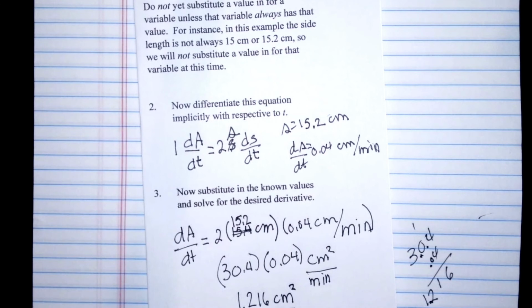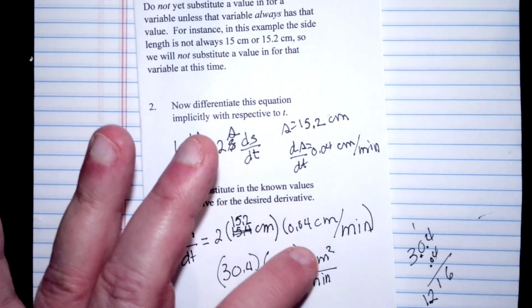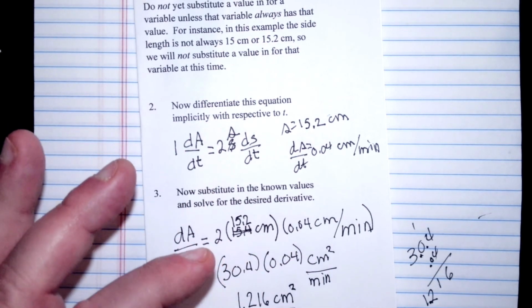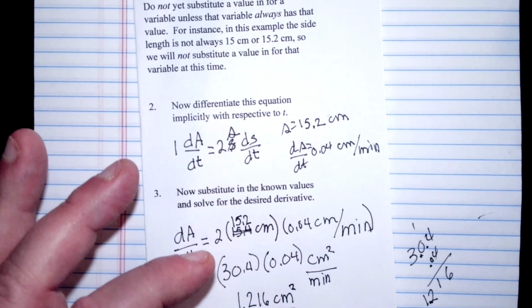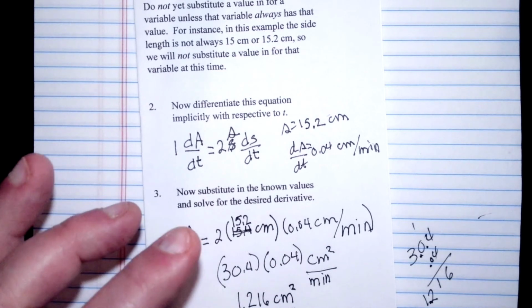Notice that the rate at which the area is changing depends on two things. It depends on the rate at which the side length is changing, but it also depends on the length of the side. If we wait a little bit longer until the point where the side is longer, then this number will be different. I believe it will be larger.